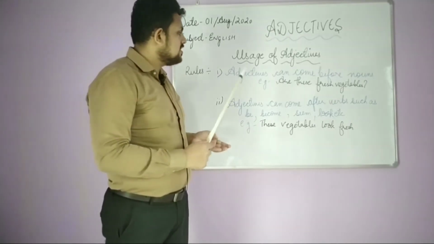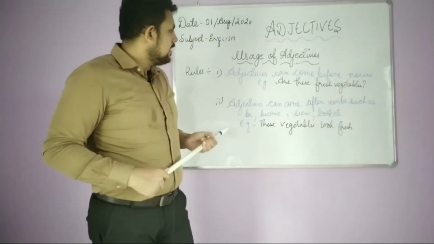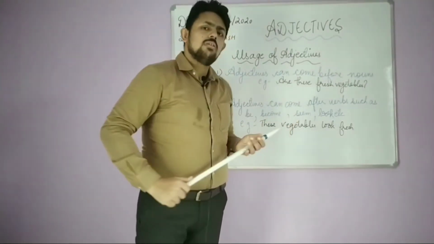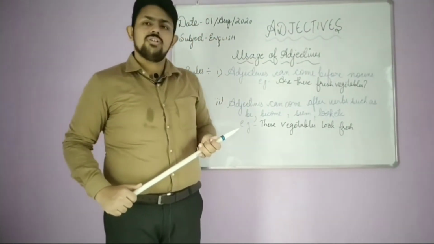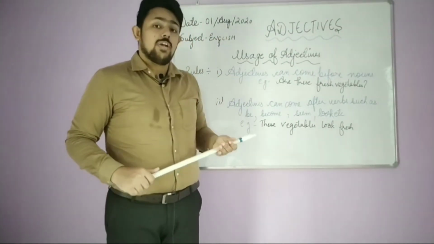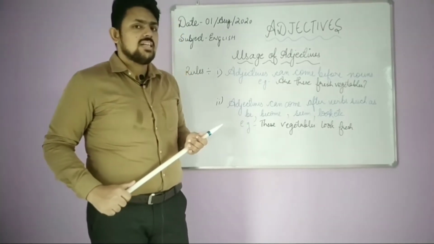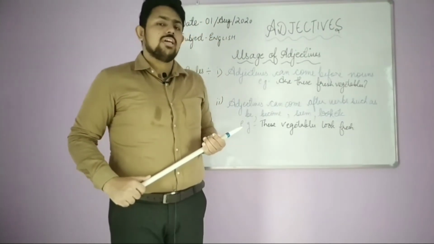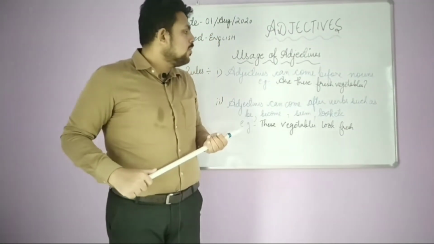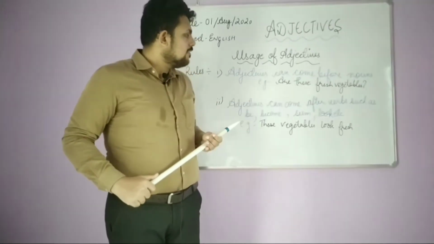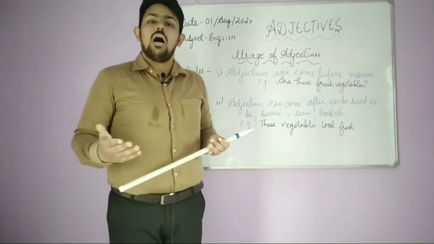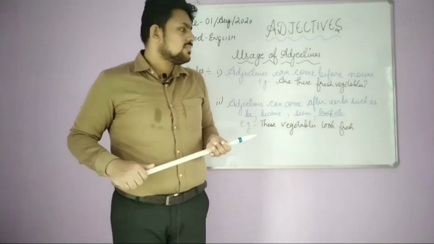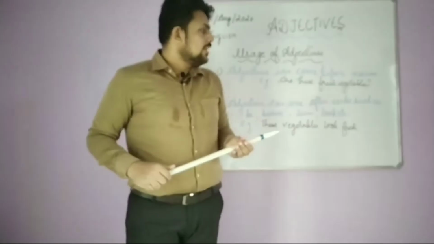How? See the example. Here we have used an interrogative sentence. See, are these fresh vegetables? So we are asking a question. Here a question has been asked: are these fresh vegetables? So what is the noun in the sentence? Vegetables. So the word fresh is describing the noun vegetables. So it is our adjective. See, fresh. Are these old books? Are these new clothes? So these are a few examples by which you can understand the first rule.